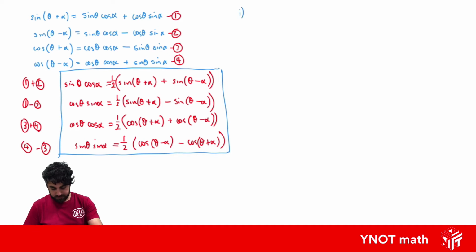Let's have a look at 2 sine of 3x cos 2x, and we want to express it as a sum or difference. So how can we express it as a sum or difference? Now, because we have a sine and a cos being multiplied, we could use any one of these two formulas here to express it as a sum or a difference. Let's just go ahead and use this first one to express it as a sum.